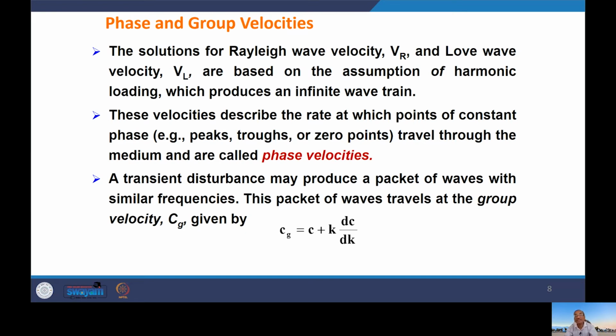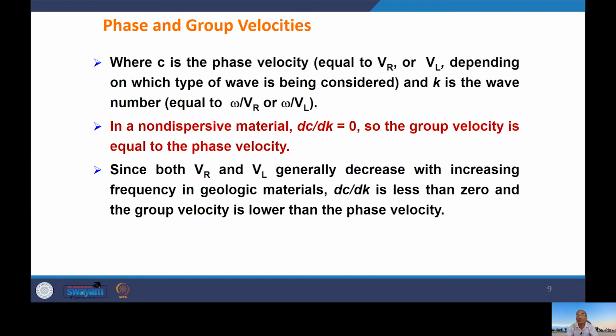Here, what is C? Small c is called the phase velocity, and this phase velocity could be either Vr or Vl. K is called the wave number, and let's discuss it in the next slide. So C is the phase velocity equal to Vr or Vl, depending on which type of wave is being considered. If you are considering the RLF wave, then it will be Vr. If you are considering the Love wave, then it will be Vl. And k is the wave number, where k equals omega by Vr or omega by Vl, as applicable, where omega is the frequency of excitation. So this is the wave number.